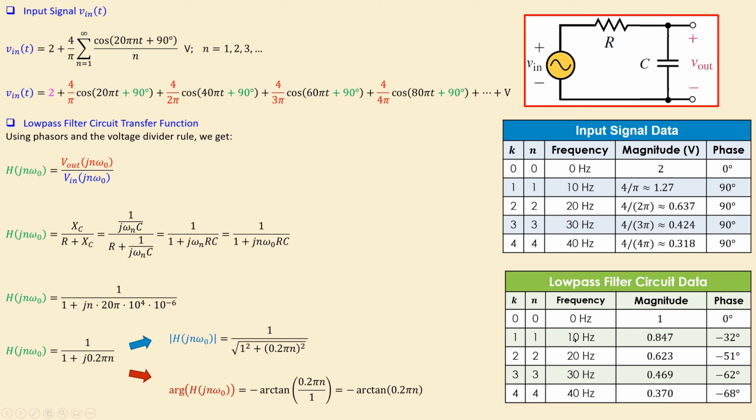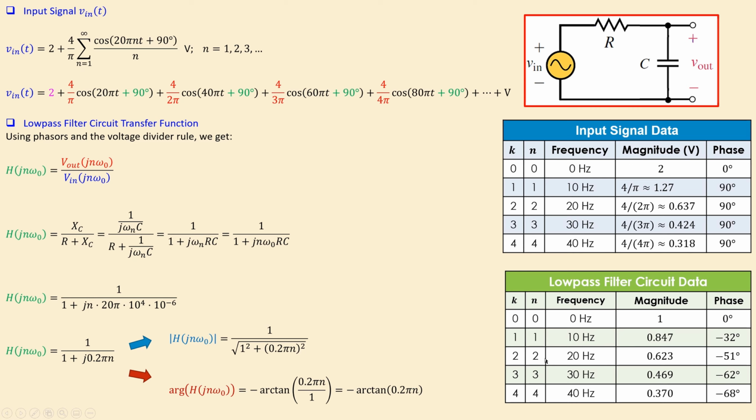For 10 Hz, which is what you have for n equal to 1, you just substitute n equal to 1. Now you do the math here for yourself, you will get 0.847. The phase can be calculated using this formula, that will be minus 32.